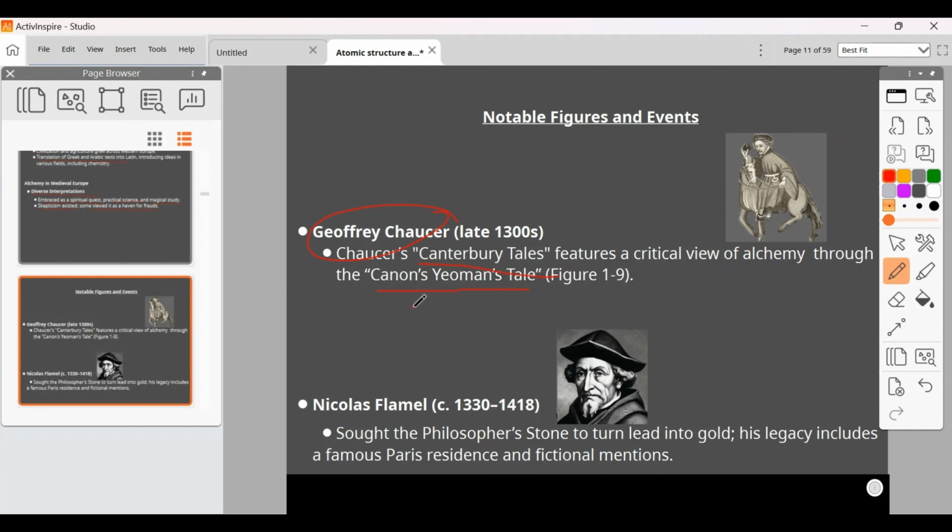Nicholas Flamel in the 14th century, 1330 to 1418, sought the philosopher's stone, as they call it, to turn lead into gold. This was in the tale also. His legacy included famous Paris residences and fictional mentions.